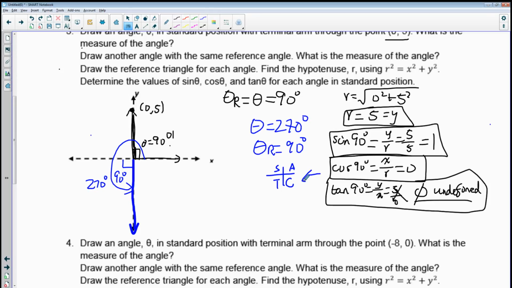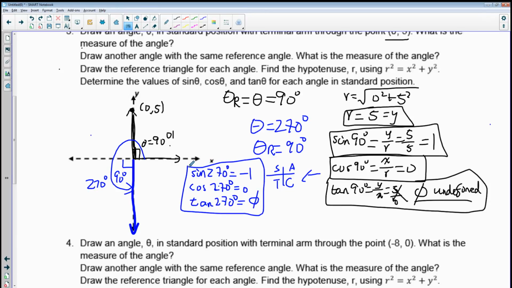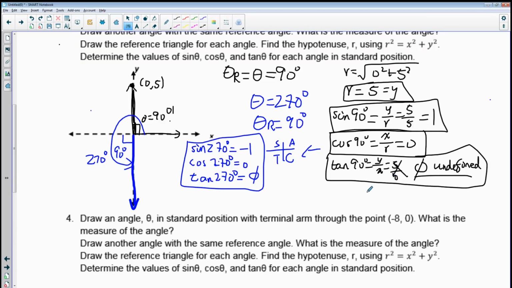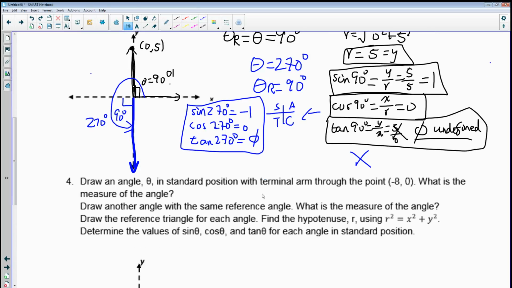With CAST rule, we can also conclude that sine of 270, it's on the bottom half. Sine is negative on the bottom half, so it's negative 1. Cos of 270 is still 0, right? Positive 0 and negative 0 are both 0. And tan of 270 is undefined. So you're expected to either derive this or know this as well. But probably easier to remember the 90 degrees and then derive 270 later.